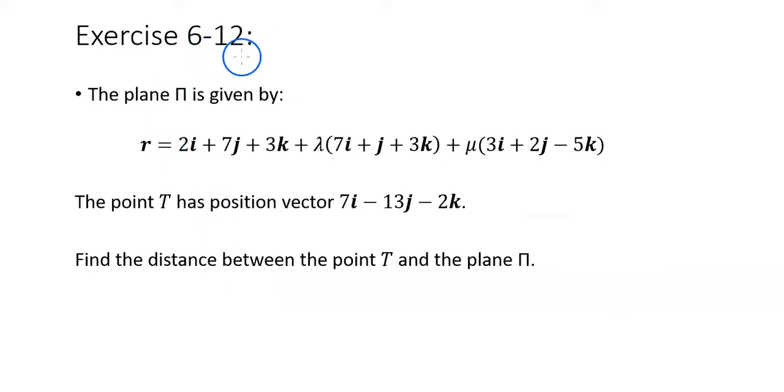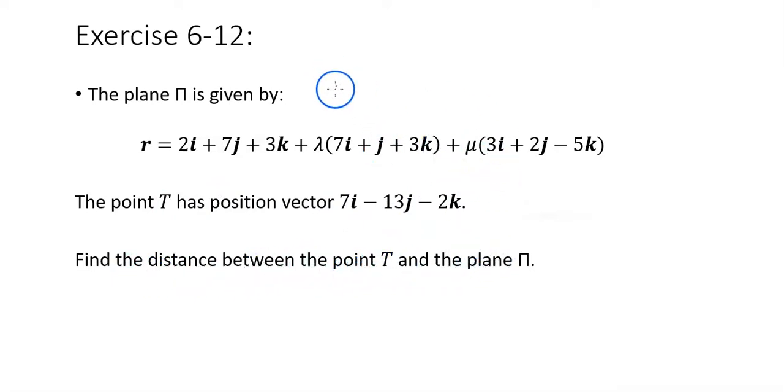Exercise 6.12. The plane pi is given by the equation r is equal to 2i plus 7j plus 3k plus lambda times (7i plus j plus 3k) plus mu times (3i plus 2j minus 5k). The point T has position vector 7i minus 13j minus 2k. Find the distance between the point T and the plane pi.